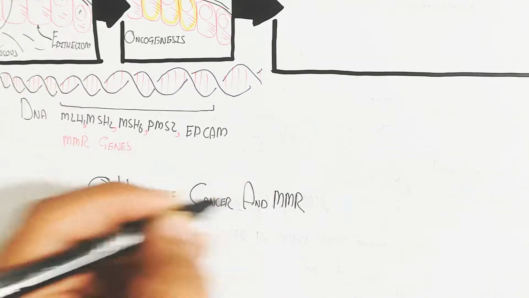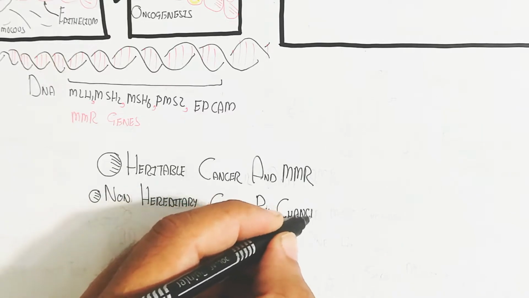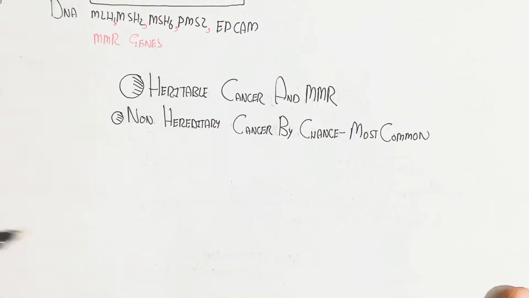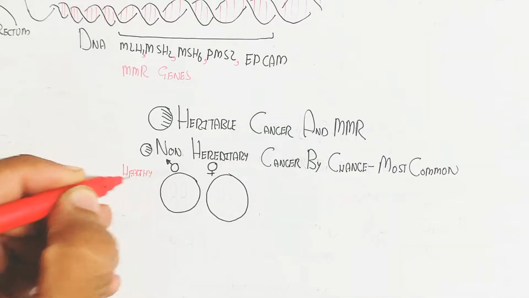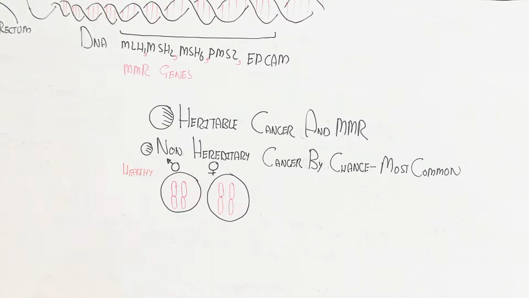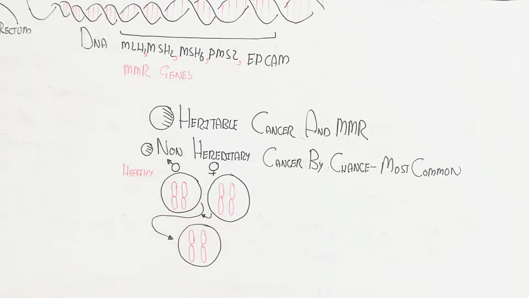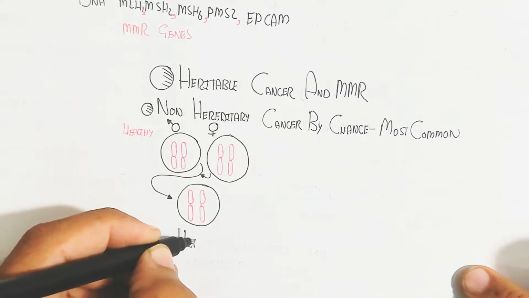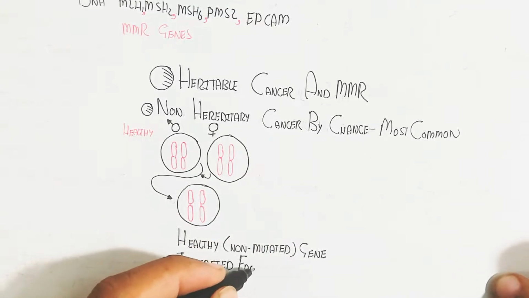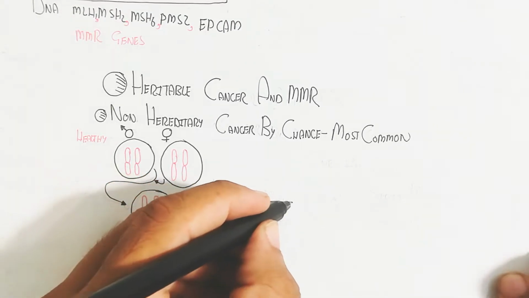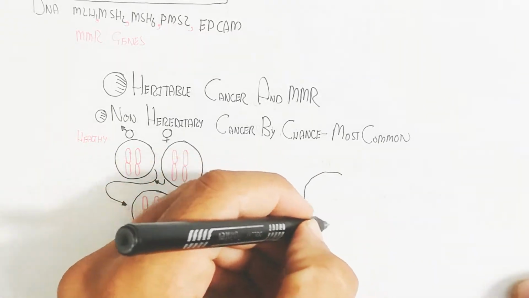Anyhow, let's discuss the types of Lynch syndrome, the heritable cancer and mismatch repair. This involves non-hereditary cancer by chance, which is the most common. For example, healthy parents will reproduce a child, and it will contain healthy genes, no mutation. So the healthy non-mutated genes are inherited from the parents. Then epigenetic mutation or gene mutation, diet, and other physical or physiological problems will lead to the first mutation occurring by chance.